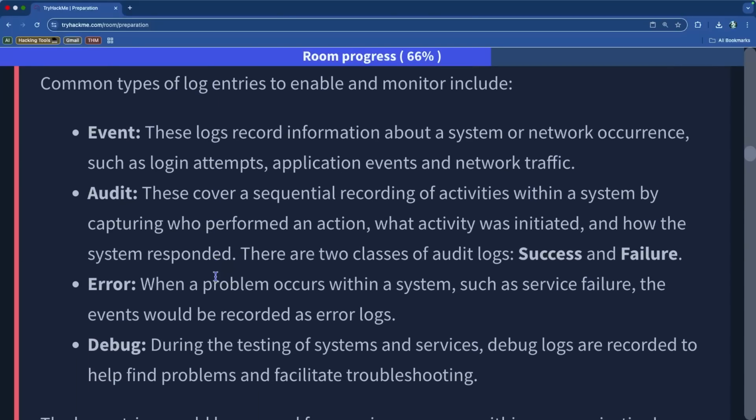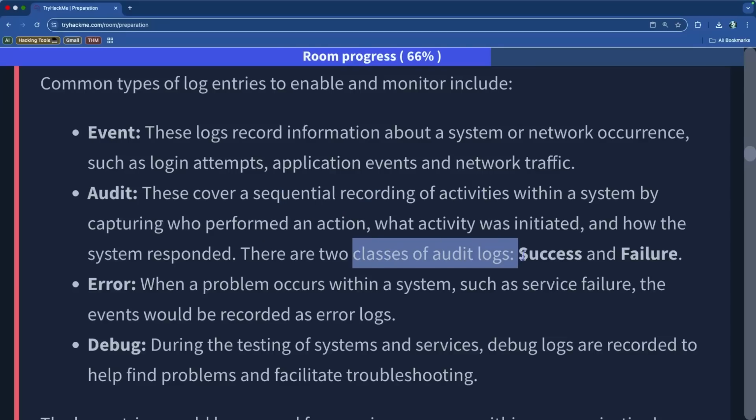So these are the common types of log entries, and you want to enable them and monitor them. So the event itself, right? It records the information about a system or network occurrence, like login attempts, application events, and network traffic, which is why we have the event viewer on Microsoft Windows. Then the audit logs, which are a sequential recording of activities within a system, capturing who performed an action, what activity was initiated, and how the system responded.